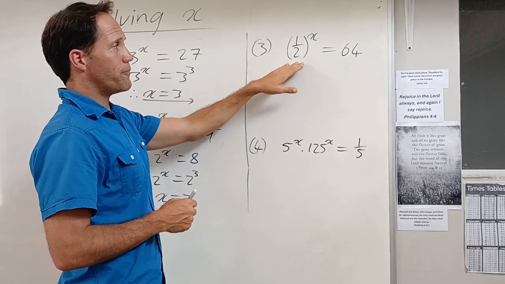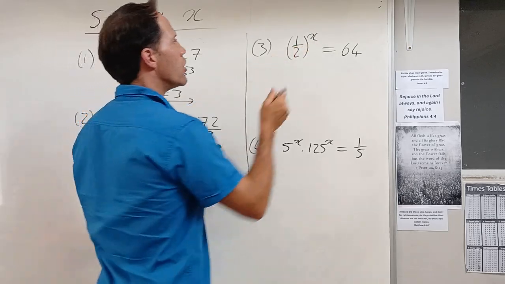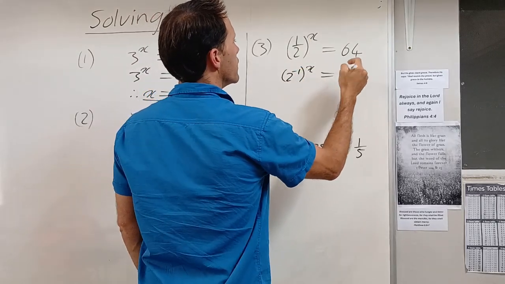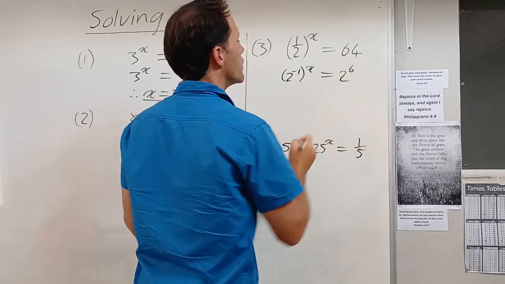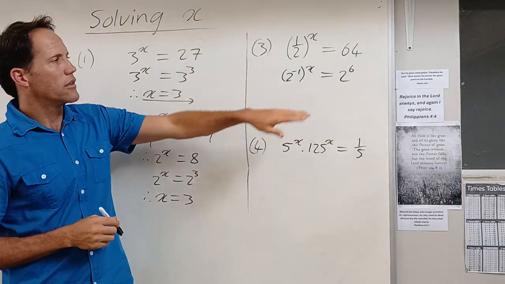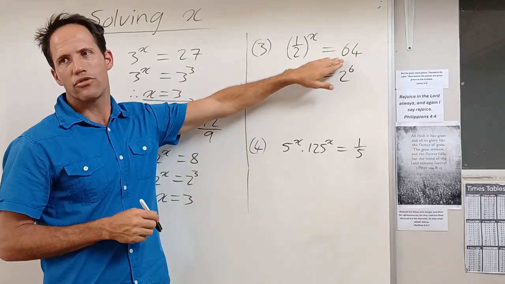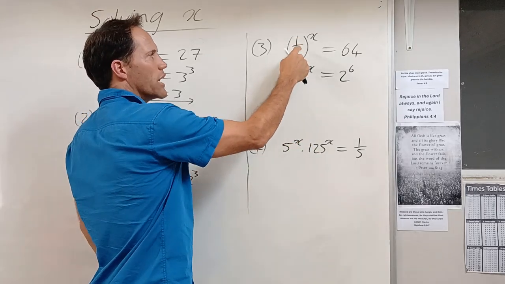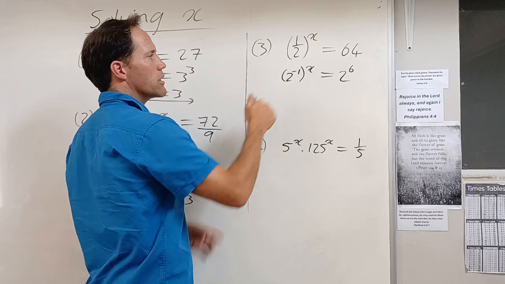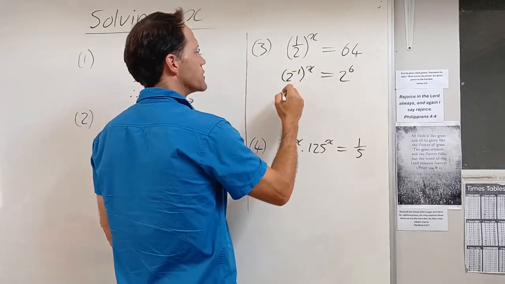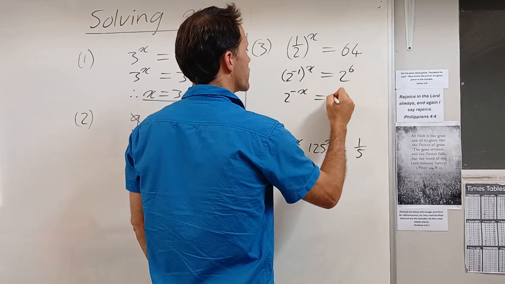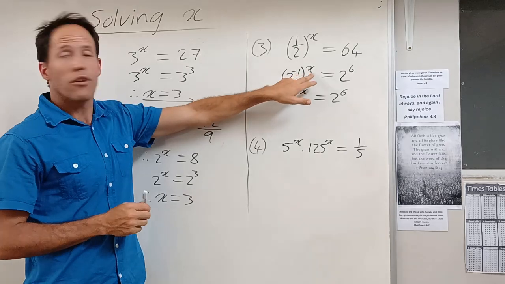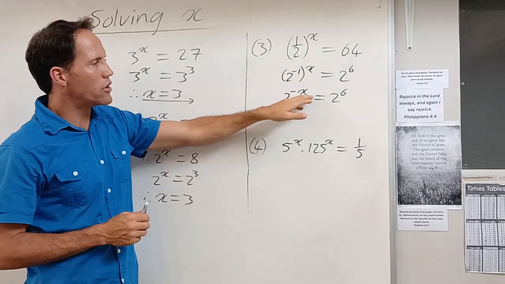Okay. Let's look at a little bit more difficult one. A half to the power x. So a half is 2 to the power negative 1, all to the power x. And 64 is 2 to the power 6. You can check on a calculator if you're not sure. The important thing is 1 over 2 is 2 to the power negative 1. Now when you multiply it in, negative 1 times x gives you 2 to the power negative x equal to 2 to the power 6.